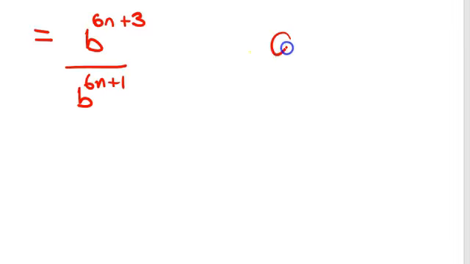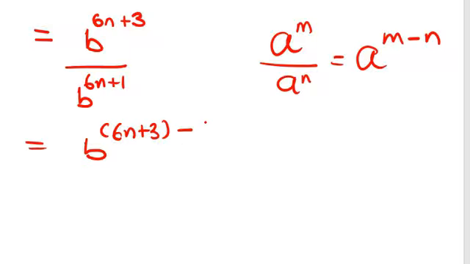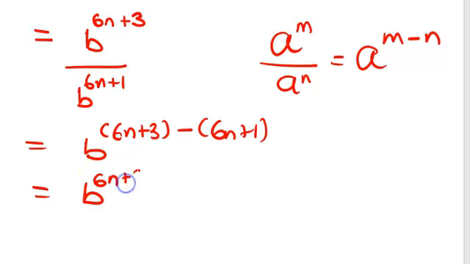And from indices, a raised to the power m over a raised to the power n, when the indices are dividing, you subtract the exponent. So this is the same as b raised to the power 6n plus 3 minus 6n plus 1. So when we expand, we have b raised to the power 6n plus 3 minus 6n minus 1. And 6n minus 6n will go to 0. So we are left with 3 minus 1, which is b raised to the power 2.